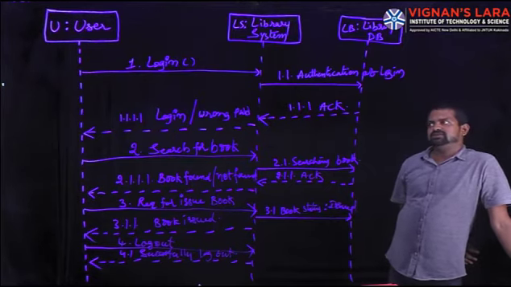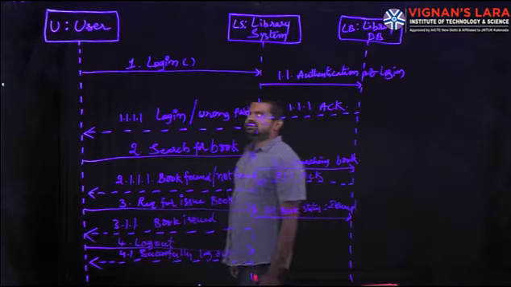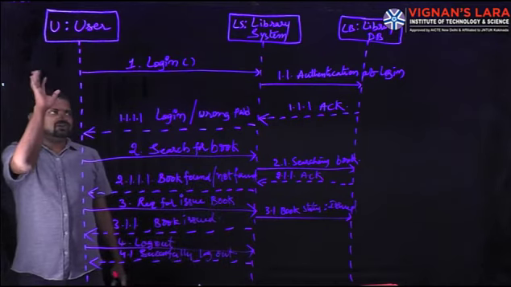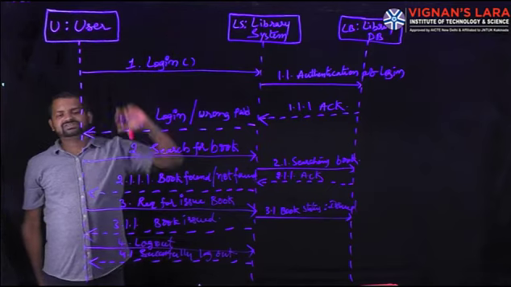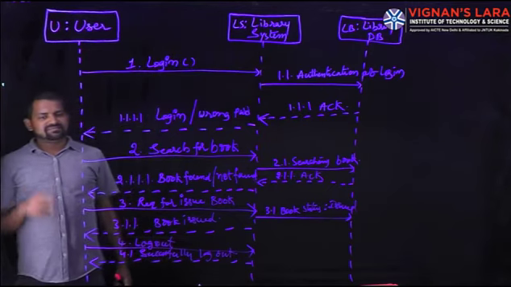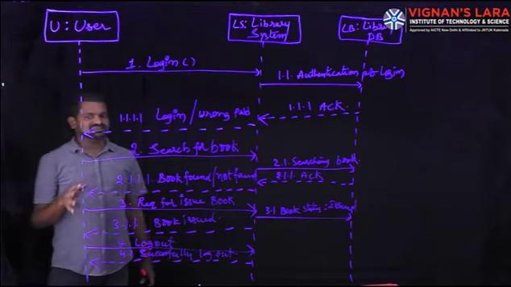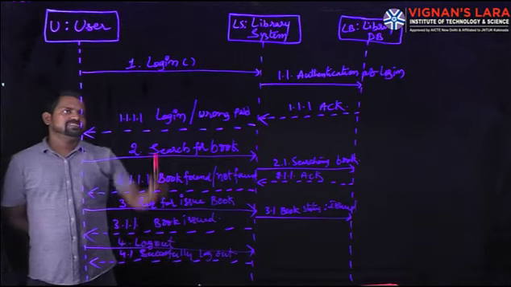Time order representation. If you take the user object, library system is one object. Library database is another object. The message passing in between the objects is called sequences. Sequence, one after other, what it represents. Login.